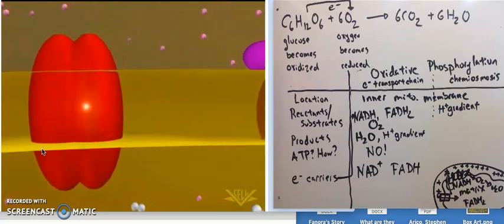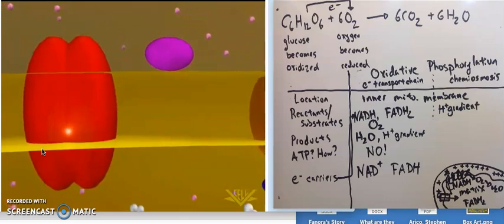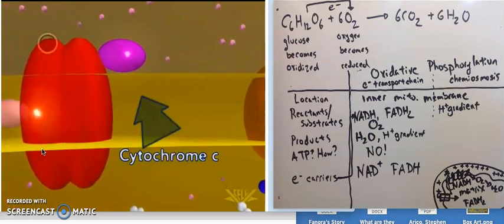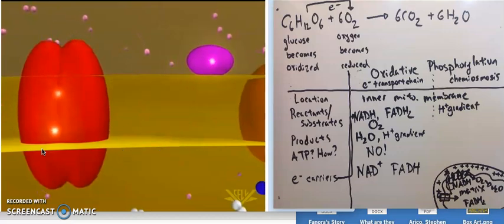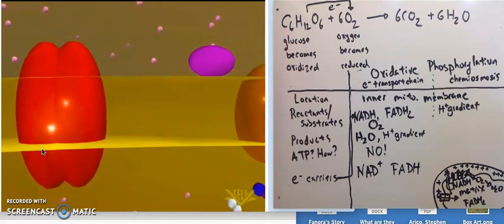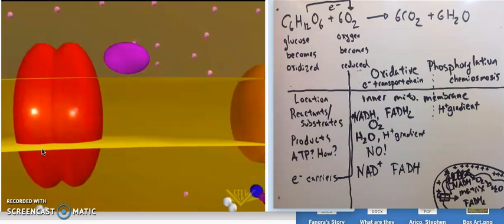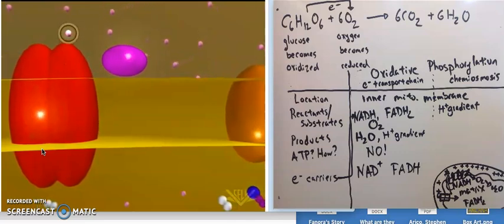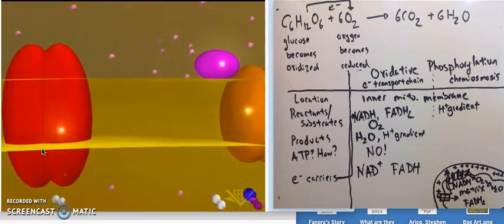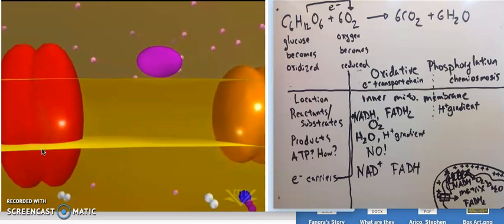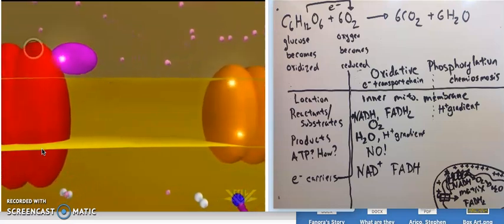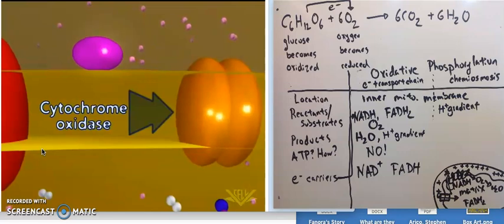Each electron is then passed from the cytochrome BC1 complex to cytochrome C. Cytochrome C accepts each electron one at a time. 1 hydrogen ion is pumped through the complex as each electron is transferred. The next major step occurs in the cytochrome oxidase complex. This step requires 4 electrons.